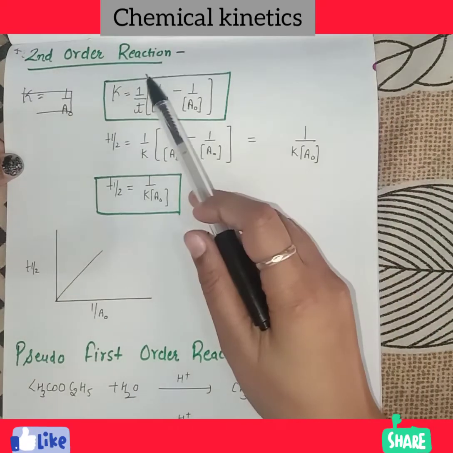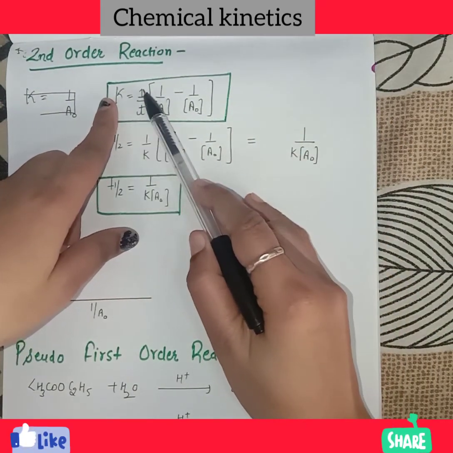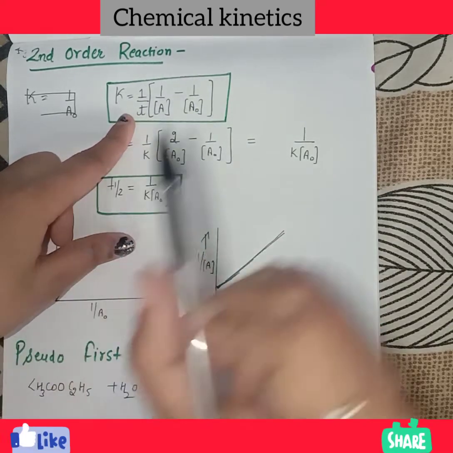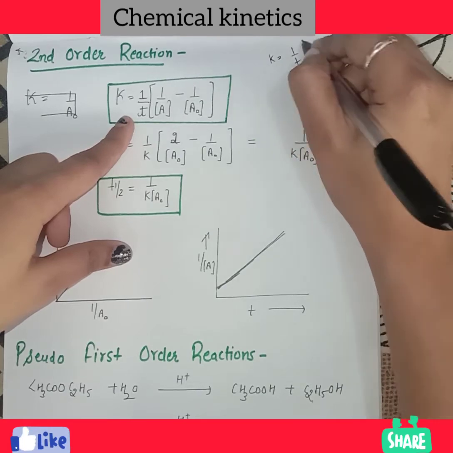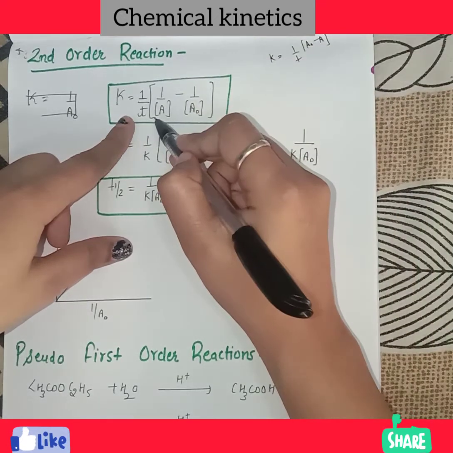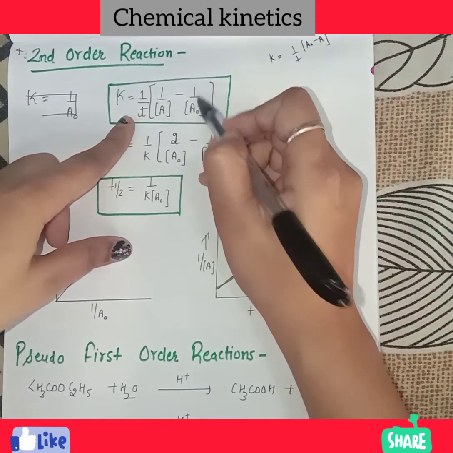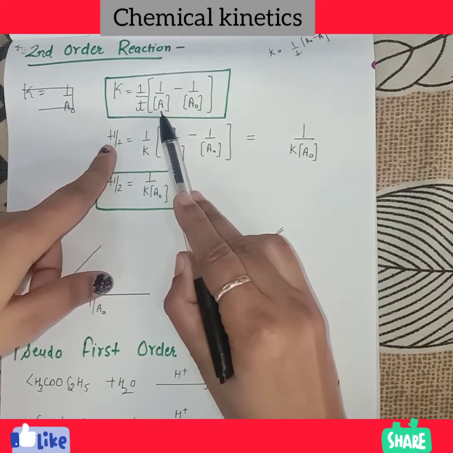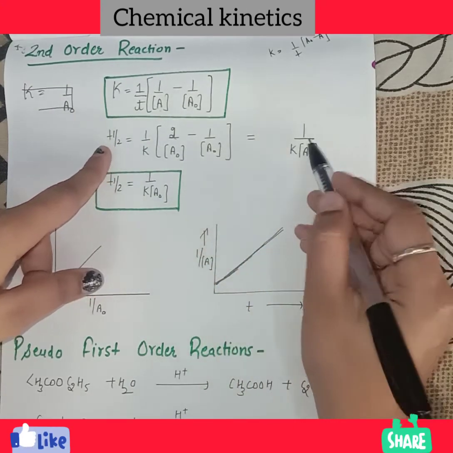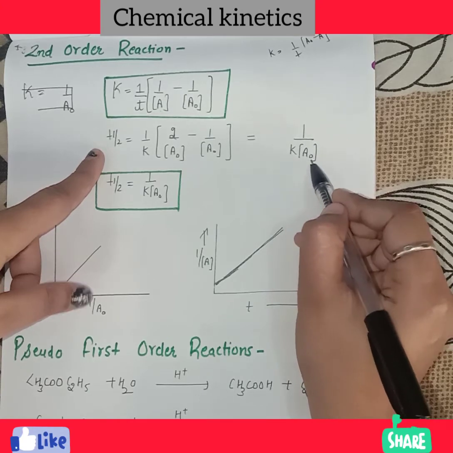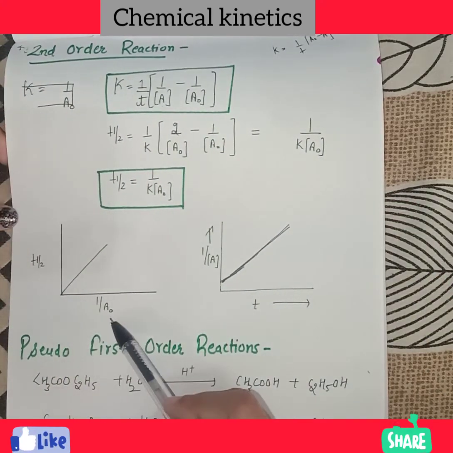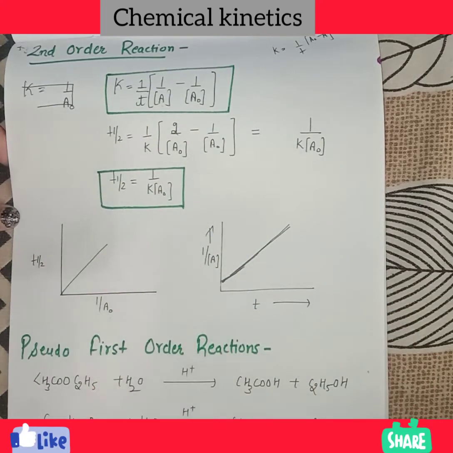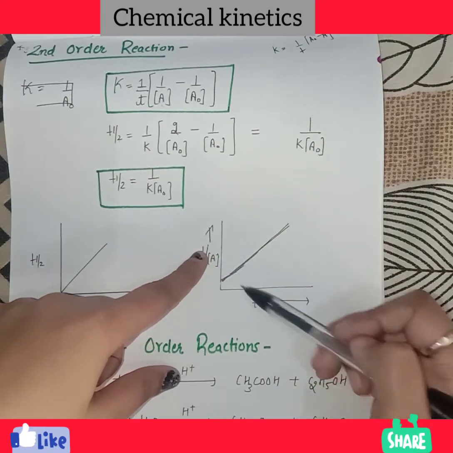The last one is the second order reaction. Its formula is K is equal to 1 upon T, 1 upon A minus 1 upon A naught. For zero order reaction, the formula is A naught minus A, and here it is inverse, 1 by A minus 1 by A naught. To calculate half-life, we put the value of A equal to A naught upon 2 and it comes out 1 upon K A naught. The graph between half-life and 1 upon A naught is a straight line because it is directly proportional to 1 upon A naught. And 1 upon A and T, this is the graph.